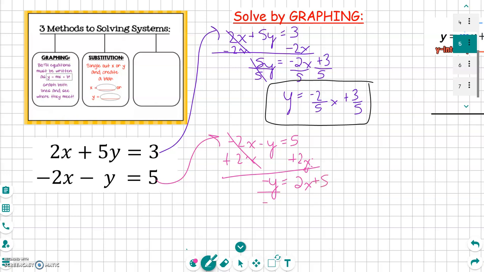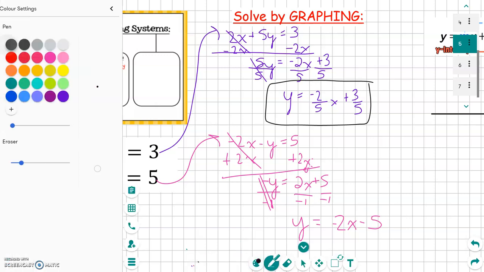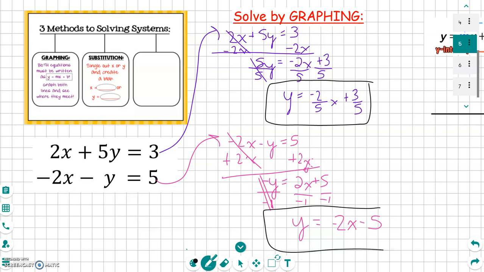And the negative y means we have a negative 1 in front of it, so we go ahead and divide everything by negative 1 to get rid of the negative there. And you finally end up with y equals negative 2x. It can be written as negative 2x or negative 2x over 1. Either way is acceptable. They mean the same thing. And then finally minus 5. Okay, so we have our second equation in slope-intercept form. And just because we have a negative doesn't mean it's not in slope-intercept form.